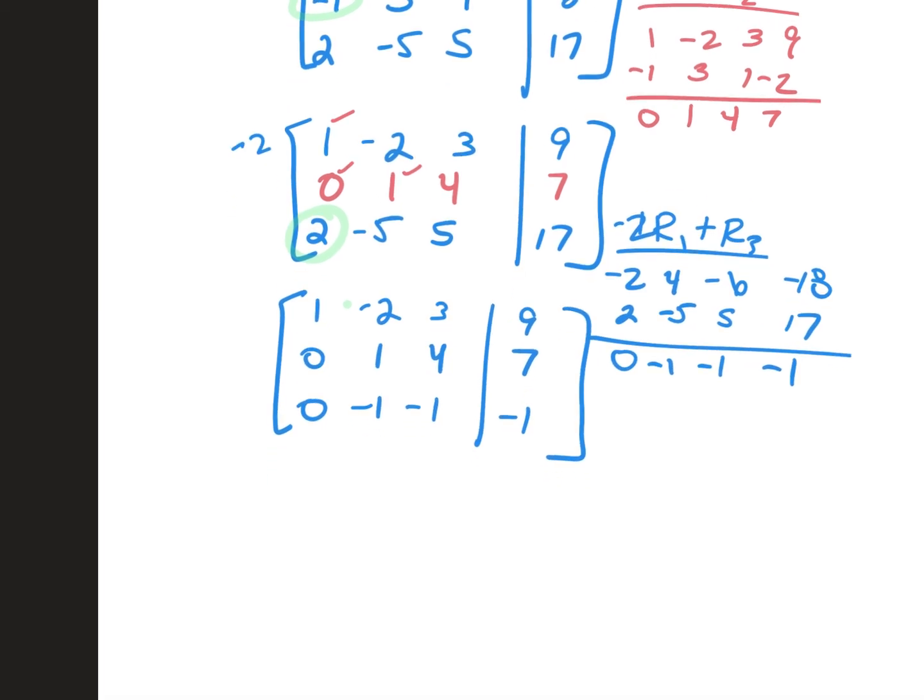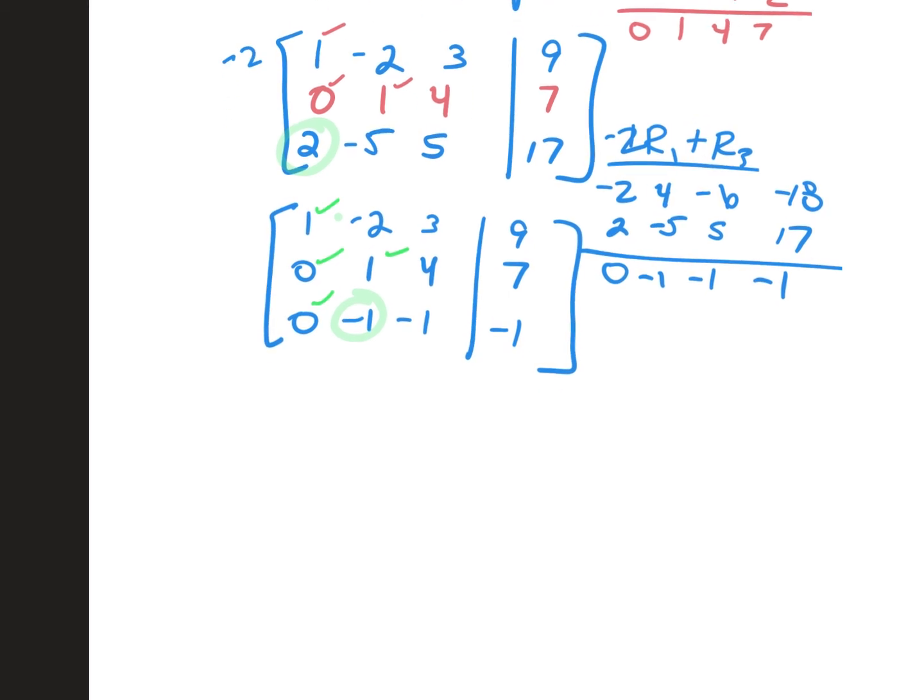All right, so let's reevaluate. First row is still good. Second row is still good. Third row, this is okay here. We've got to focus on this. So what can we do? Okay, you can add the second and the third. We don't really have to do anything else.